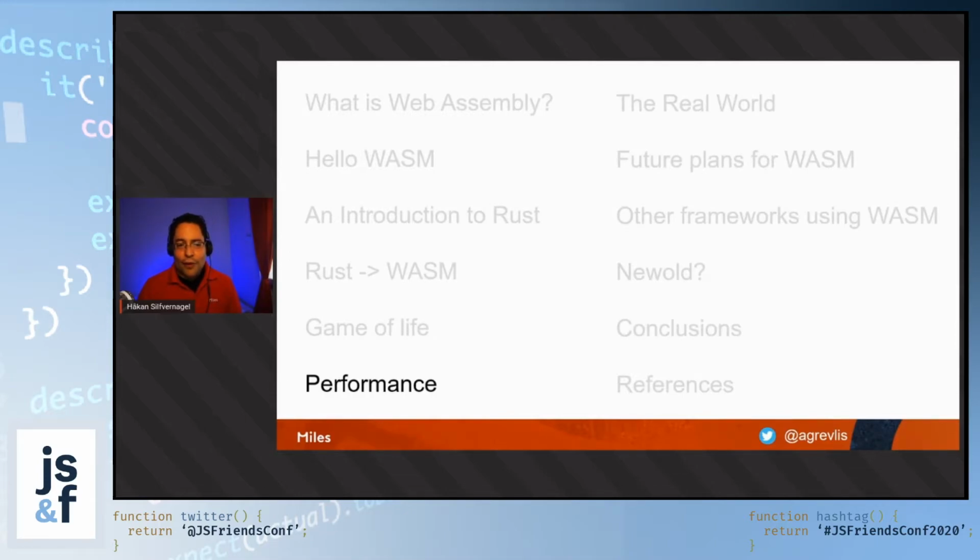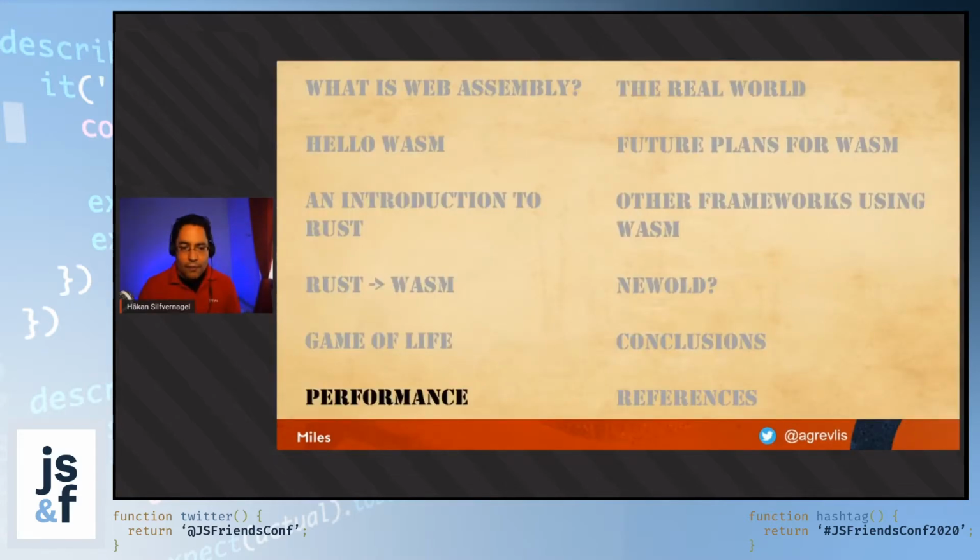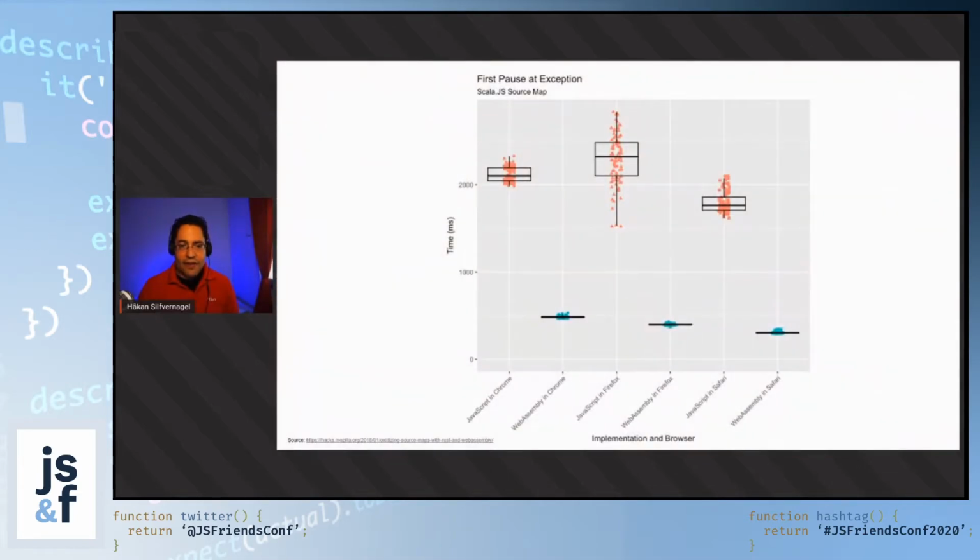Now I'm going to go through a little bit more about performance of WebAssembly applications. As I said, initially what WebAssembly tries to achieve is near native performance. Here is an example where we have run the same calculations both with JavaScript and WebAssembly and in 3 different browsers.